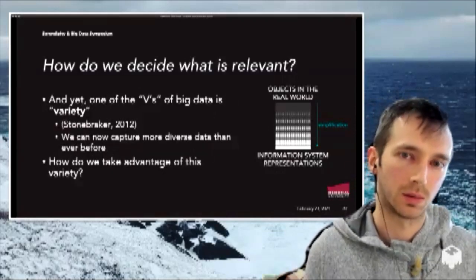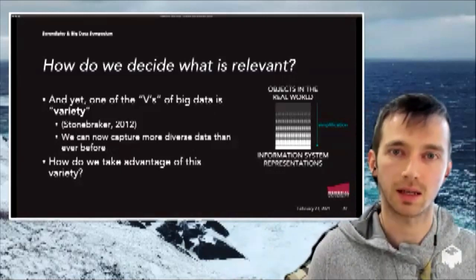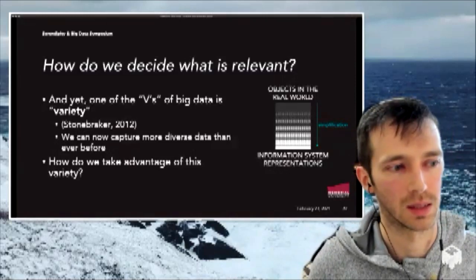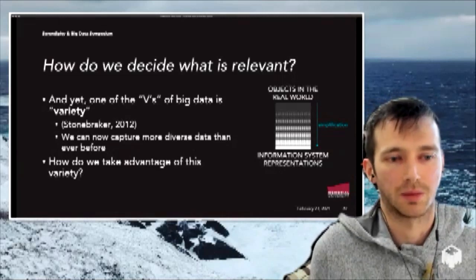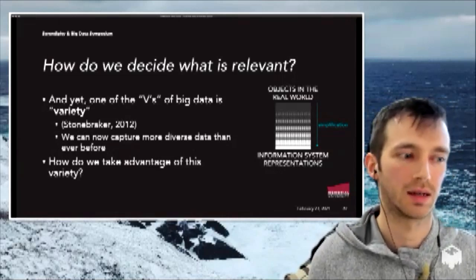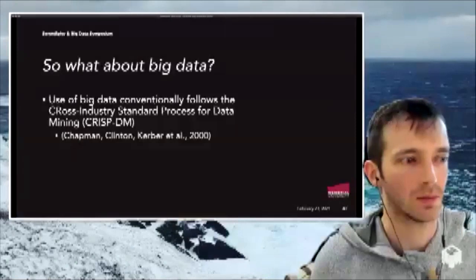So we know one of the values, or one of the exciting things about big data, is that you can get a lot of variety in big data. It's one of the 4 V's from Stonebraker's original conception of it. That means we can capture more diverse data than ever before, but if we are constraining what we're going to collect by what we expect, then are we taking full advantage of that variety? And that is the question.